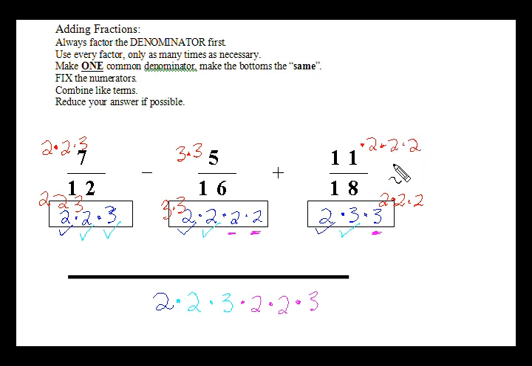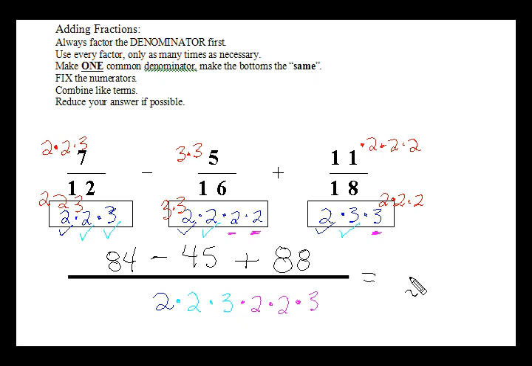So now let's see what's in this numerator. 2 times 2 is 4, 4 times 3 is 12, 12 times 7 is 84. And then it says to subtract. 3 times 3 is 9, times 5 is 45. And then it says to add. 11 times 2 is 22, times 2 is 44, times 2 is 88.